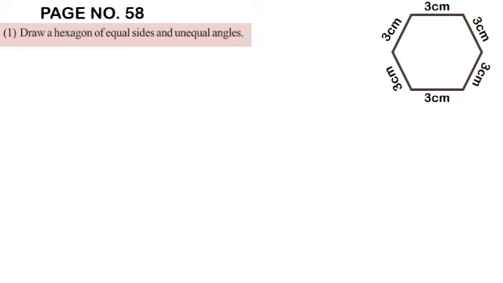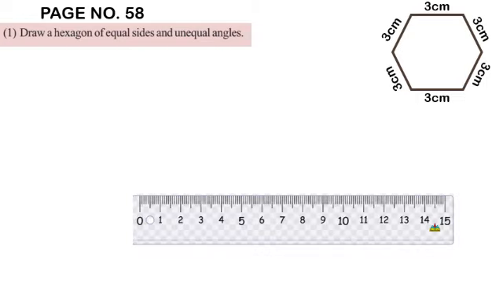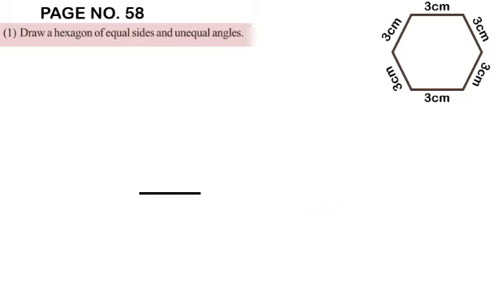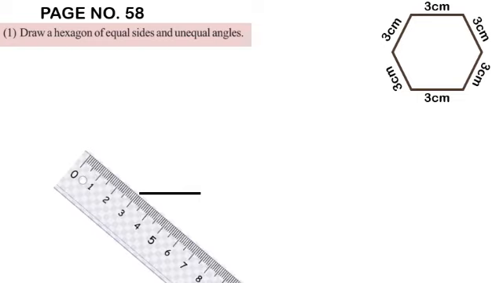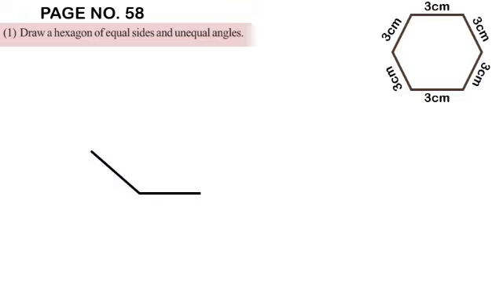Okay. Then start with a line segment of 3 cm by using a ruler. This will become one side of the hexagon. We know all sides are equal. So the other 5 sides will have this length also. Then use a ruler and draw a slanting line of 3 cm from the left end of the line segment as in the rough figure.